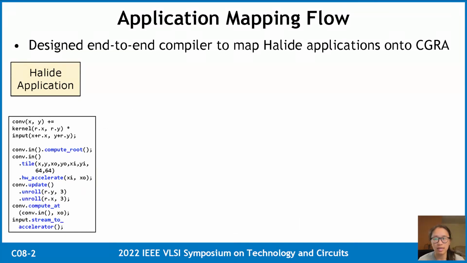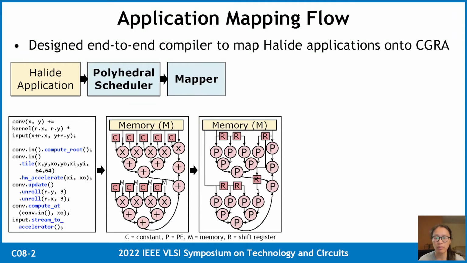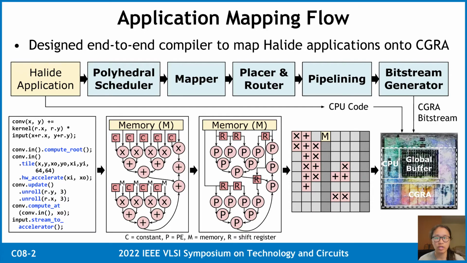We've designed an end-to-end compiler flow to map Halide applications, a language embedded in C++, onto our CGRA. Given our Halide application, through our toolchain, we will first run through a polyhedral scheduler, which will transform the Halide program into a graph of operations. Our mapper will then take that graph of operations and transform it into our processing elements and memory elements. The placer and router will then take that graph of elements and place it onto the tiles on the CGRA, and then eventually we'll generate the bit stream to run the program on the CGRA.